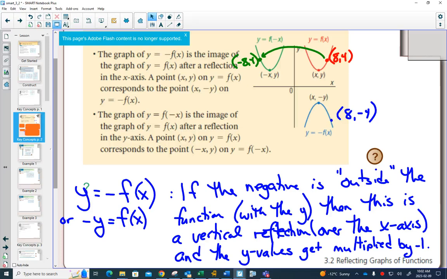Then this is a vertical reflection. A vertical reflection means that you will flip something over the x-axis. Algebraically, what's going to happen, and as we saw from the red graph to the blue graph, the y values are going to get multiplied by -1.